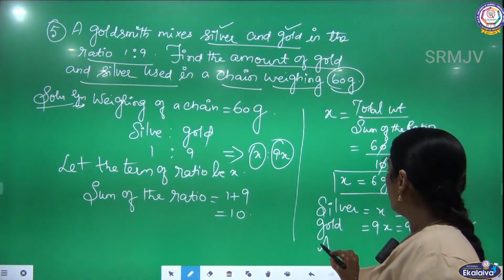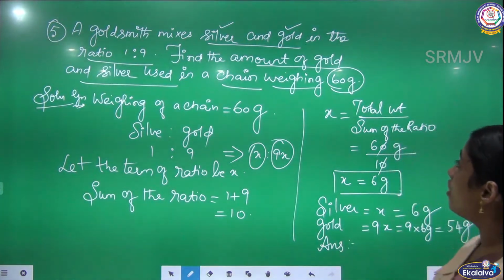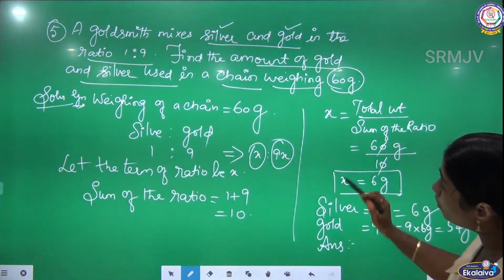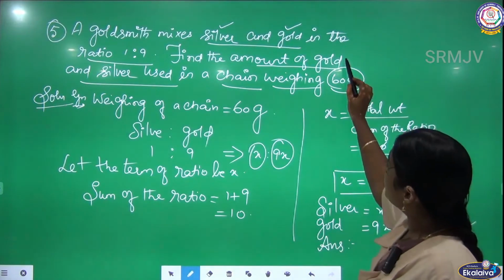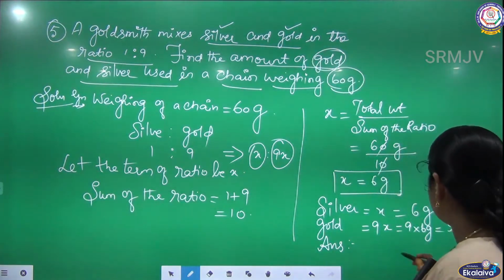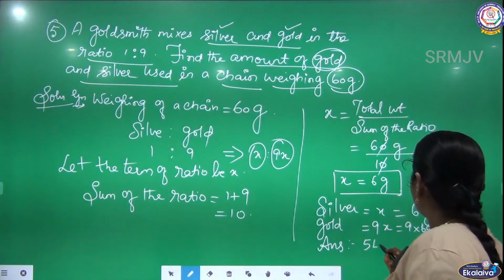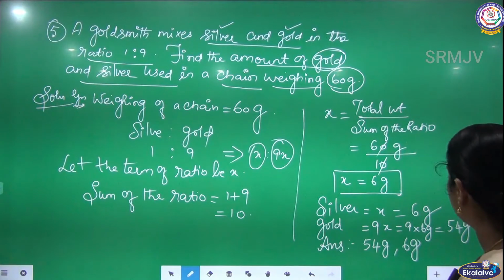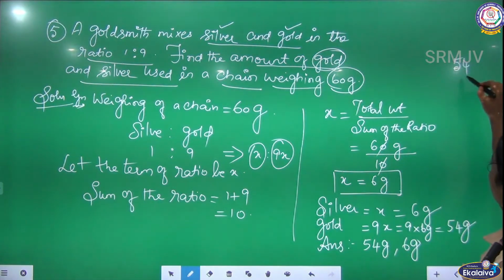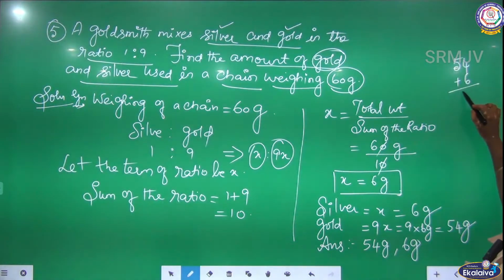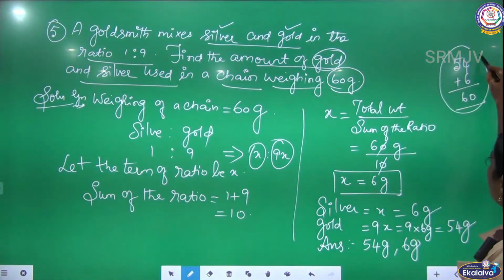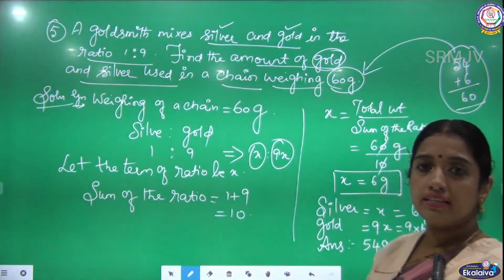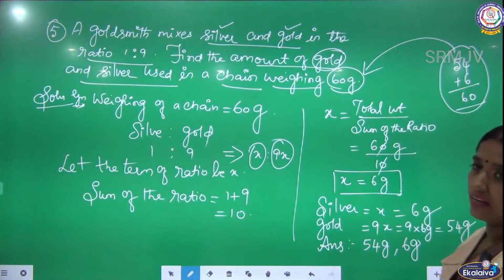Listen children, now write the answer for the amount of gold and silver they are asking. So amount of gold and silver is what? See the gold. First they are asking the gold. So 54 gram, comma, 6 gram. See, when you are adding this 54 and 6, you can get 60. Now what you are finding, no? It is the total weightage. Can you understand this? Then what you find out is correct.